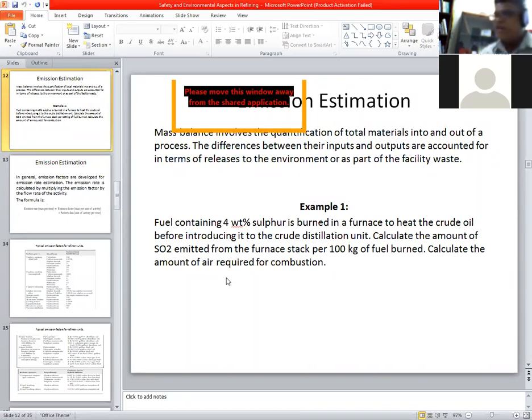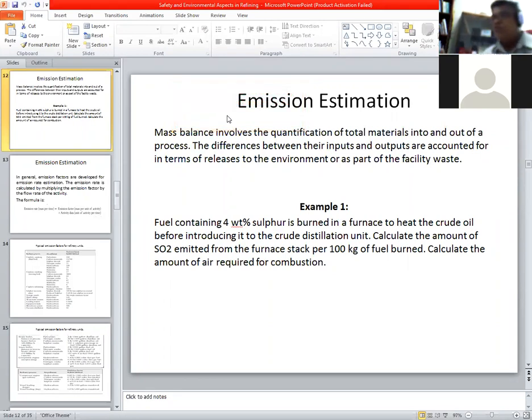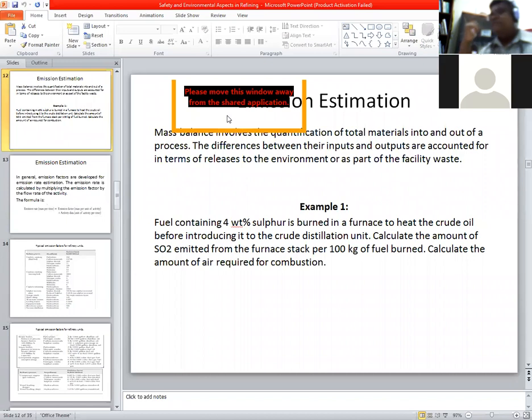Now, if we want to calculate the amount of air, then we refer to the equation for sulfur. We found first the number of moles of oxygen. Then the number of moles of oxygen divided by the percentage of oxygen in air, which we know is 21%, gives the number of moles of air. Then the number of moles of air times the molecular weight of air, that is 29, gives the mass. Our formula is very easy: n equal to m over molecular weight.